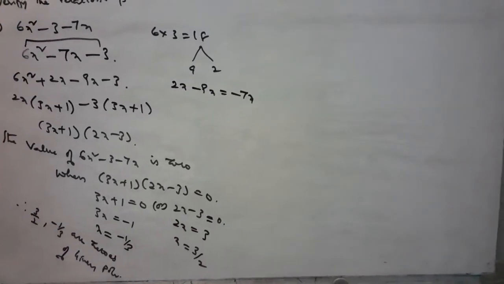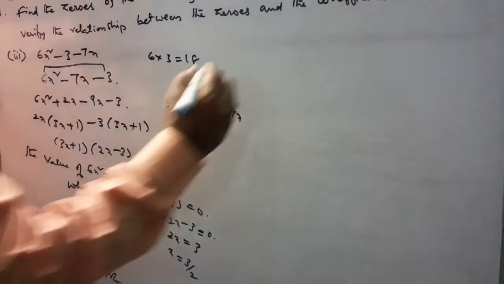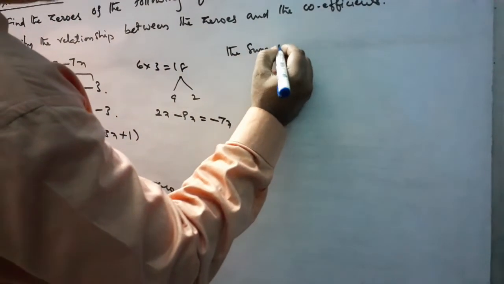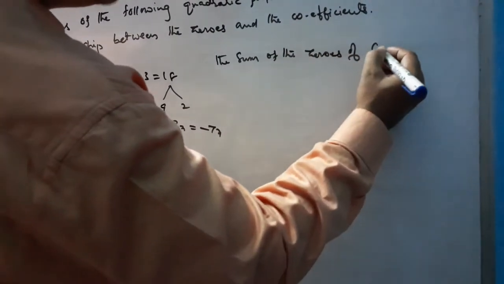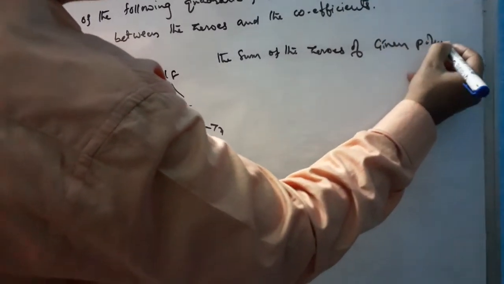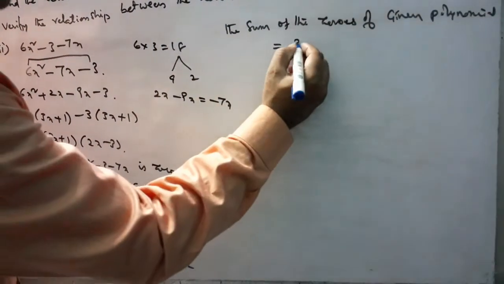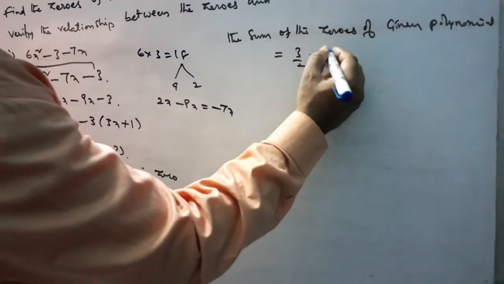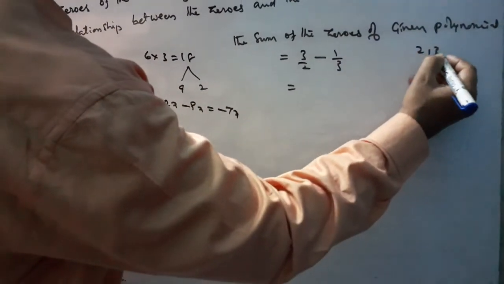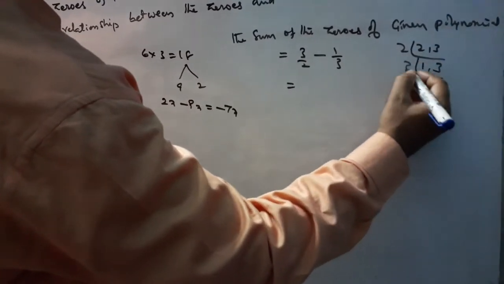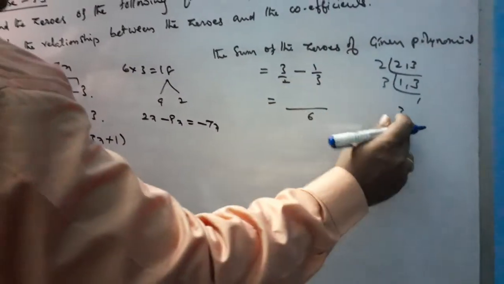Now I am verifying the relation between the zeros and coefficients. So here the sum of the zeros of the given polynomial. The sum means we will get here 3 by 2 minus 1 by 3. So here the LCM of 2 and 3 is 6. 2 threes are 6.